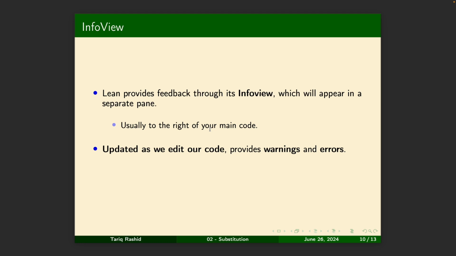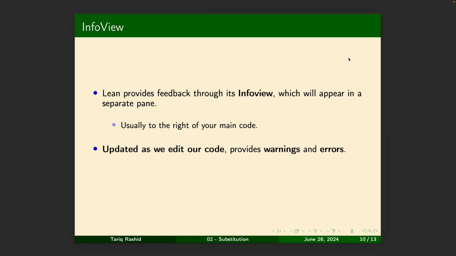So it's usually on the right, whatever that means. If you're using the Visual Studio Code thing, it's a panel on the right. If you're using the website, it's a panel on the right. But the important thing for now is to say it's updated as we edit our code, and it provides warnings and errors.